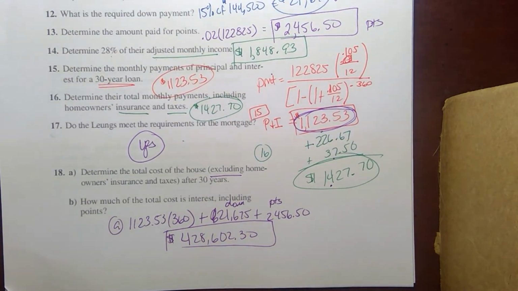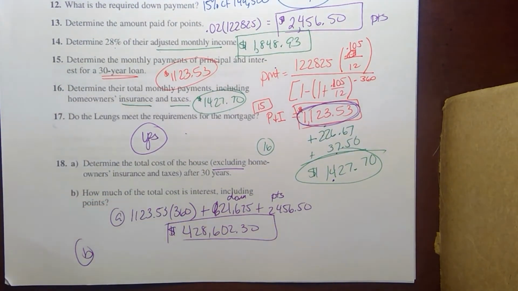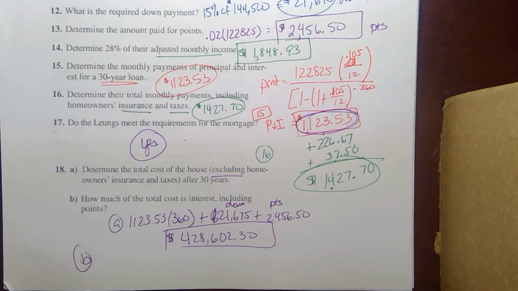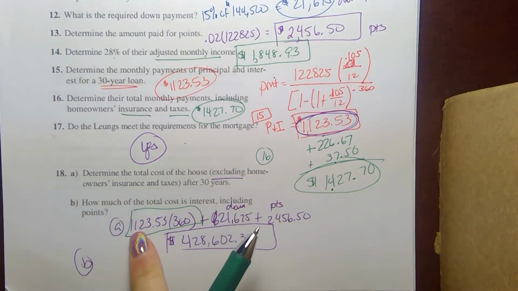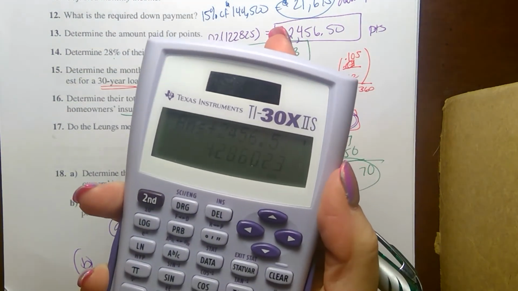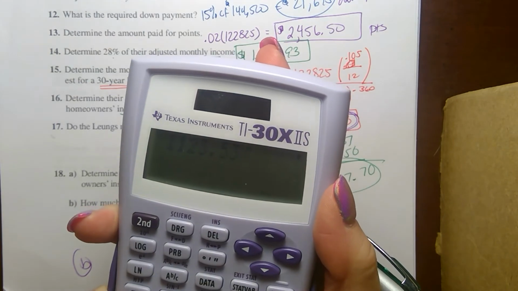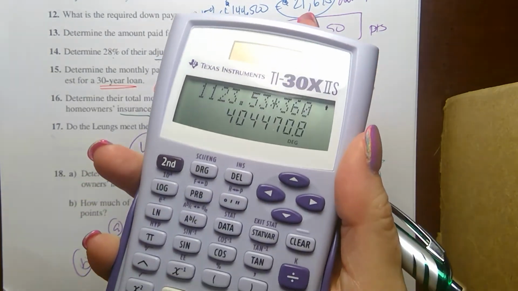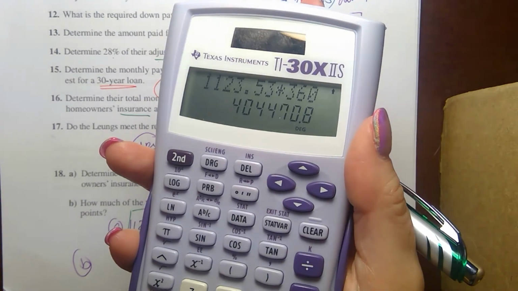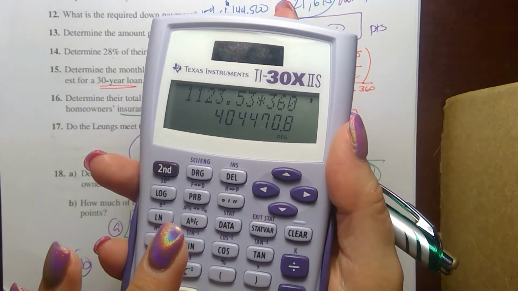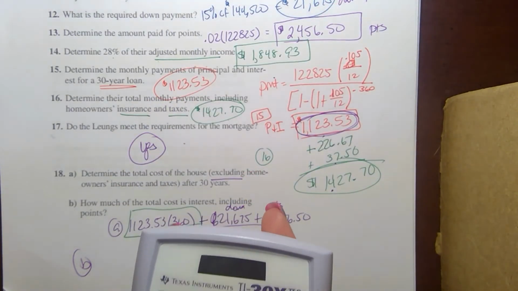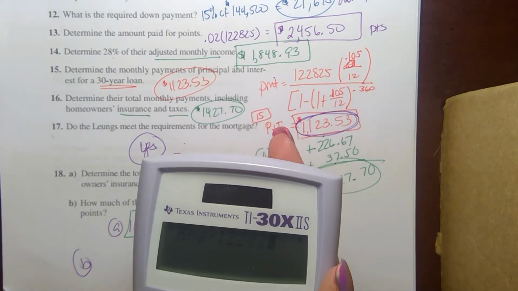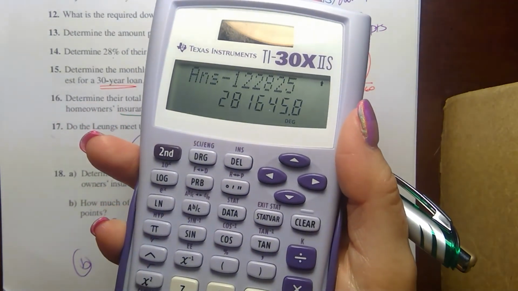Okay. And then B, this final one. How much of that is interest, including points? Well, okay, so let's go back and look at this number. The total of the principal and interest payments, $1,123.53 times 360, is my total of the P&I. I'm going to subtract from that the amount of the principal, the amount that I borrowed. So I subtract the amount of the mortgage. The amount of the mortgage was $122,825. So I'm down to $281,645.80.